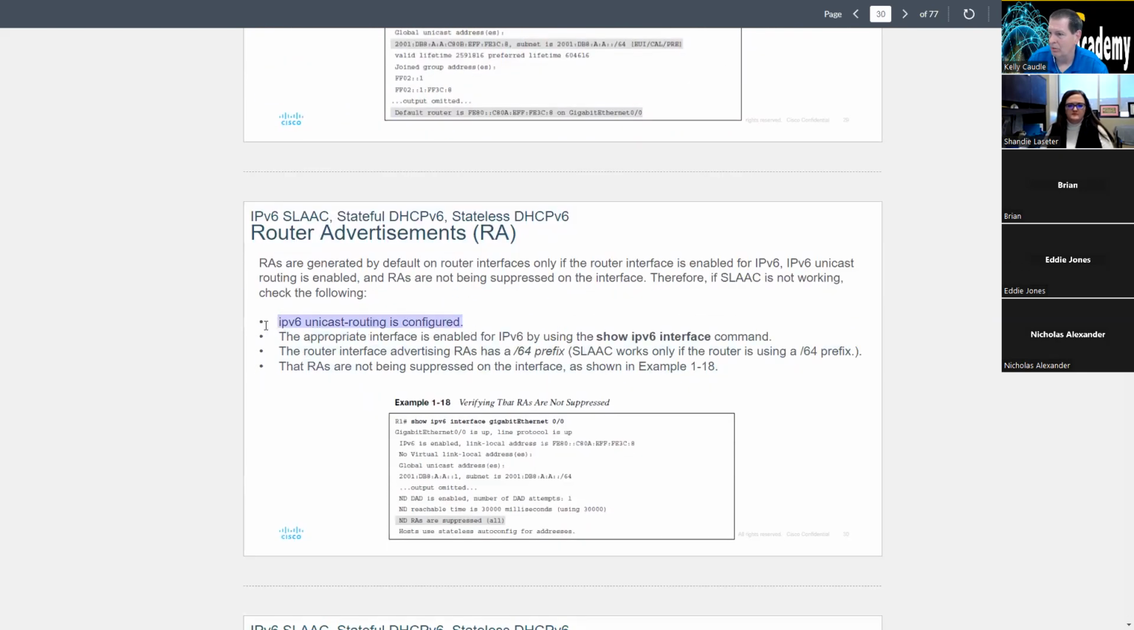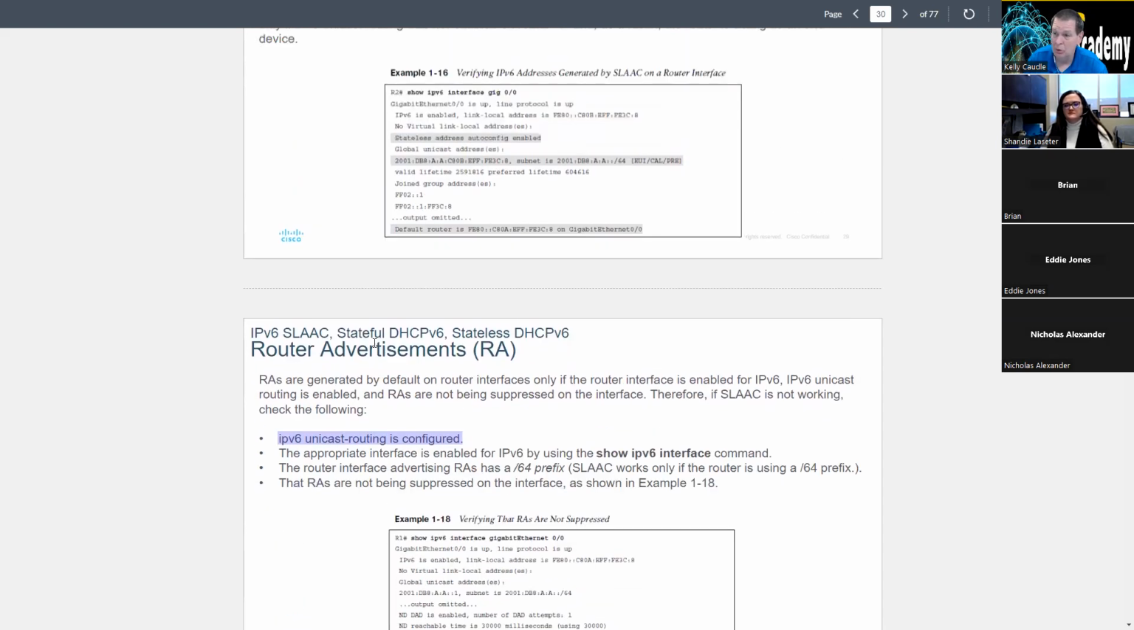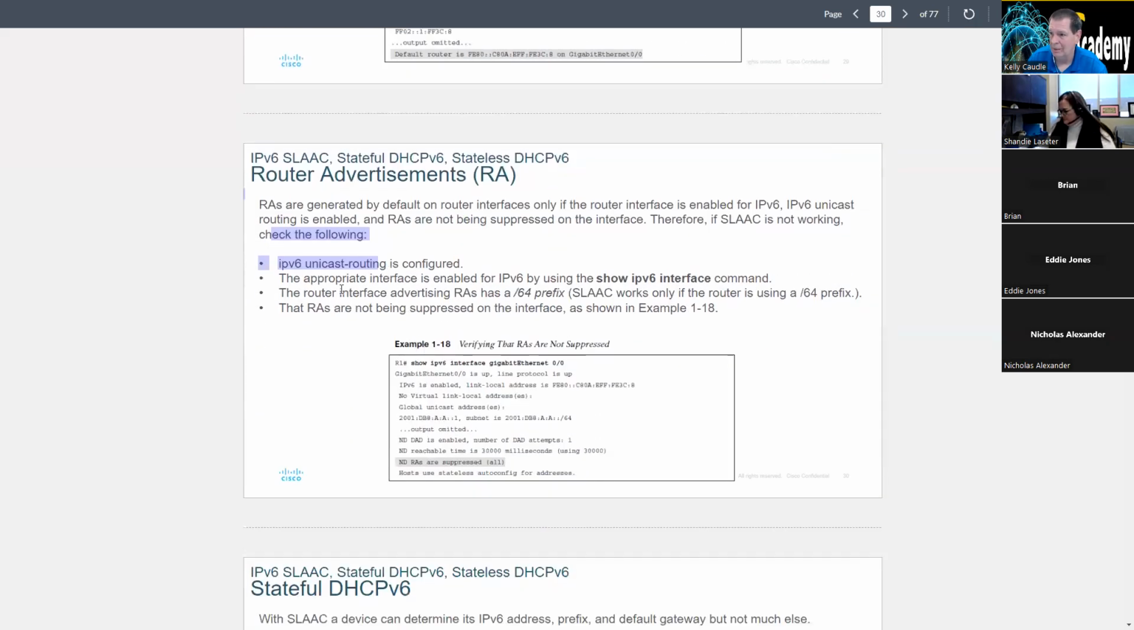You do have to have IPv6 unicast routing turned on. So if you get a situation where you've got IPv6 configured on everything, but SLAAC's not working, check to see if unicast routing is on. Otherwise, it will not respond with router advertisements. So make sure that is on.